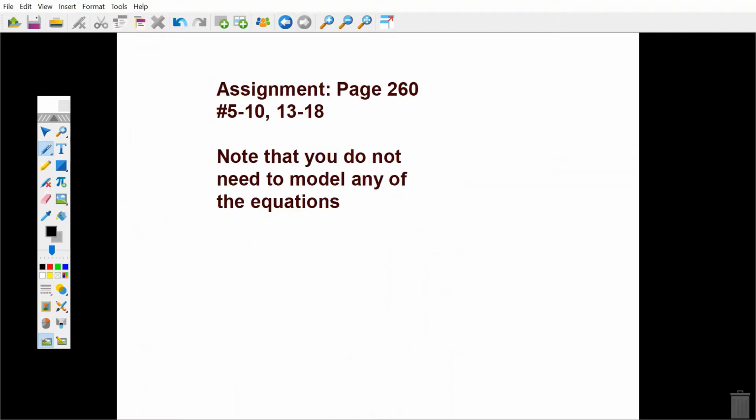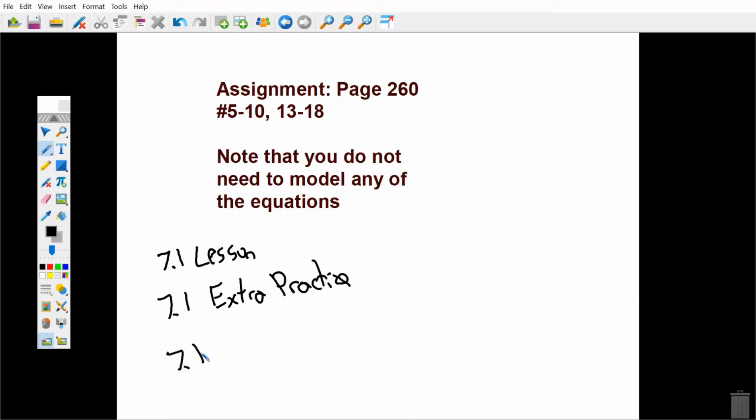That brings us to the end of today's lesson. Your assignment is page 260, numbers 5 to 10, and 13 to 18. Today you will need to do the 7.1 lesson, as well as the 7.1 extra practice. And then you will have a quiz on 7.1 as well. If you have any questions about anything, please email me and let me know.